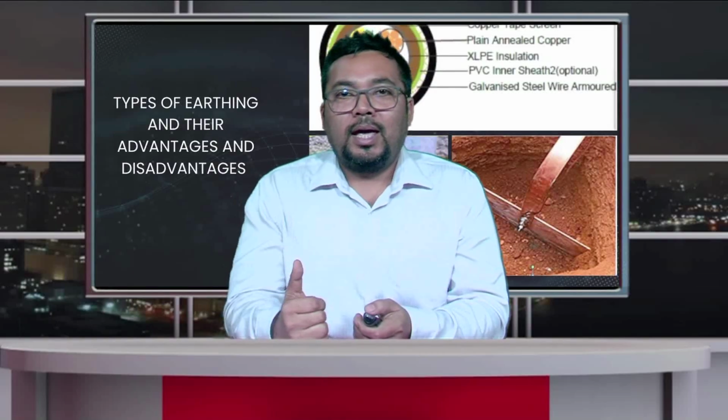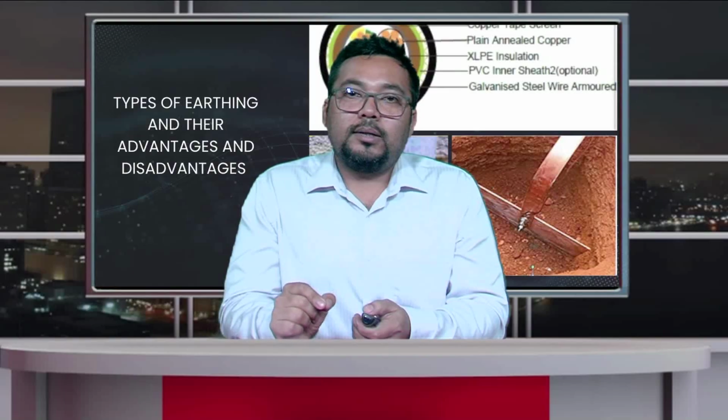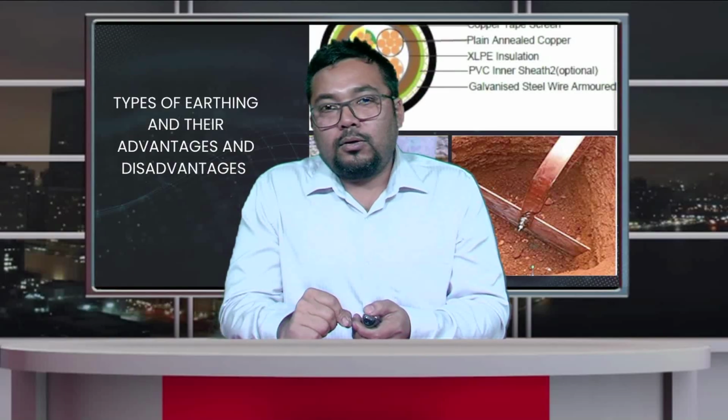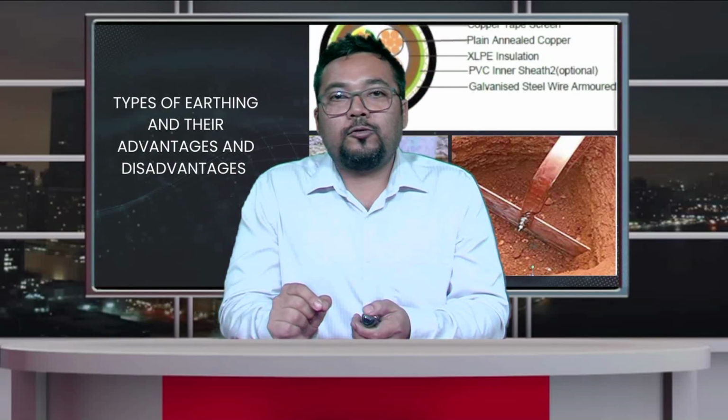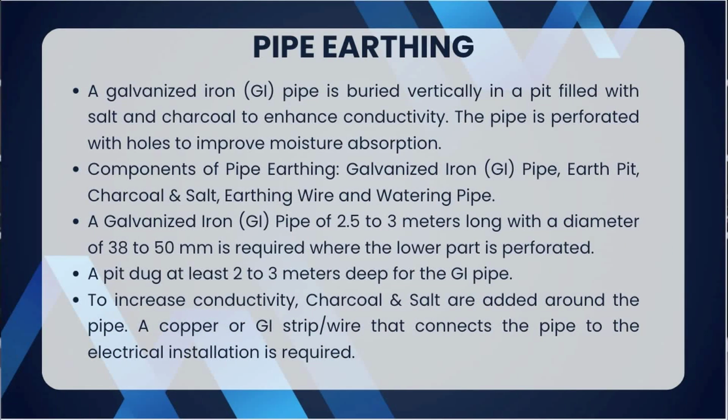Now let us again discuss pipe earthing. Pipe earthing is another grounding method that safely releases fault current into the ground. A galvanized iron pipe is buried vertically in a pit filled with salt and charcoal to enhance conductivity. The pipe is perforated with holes to improve moisture absorption.